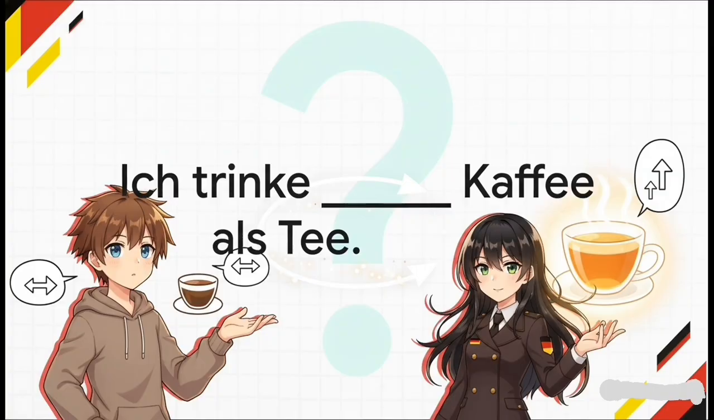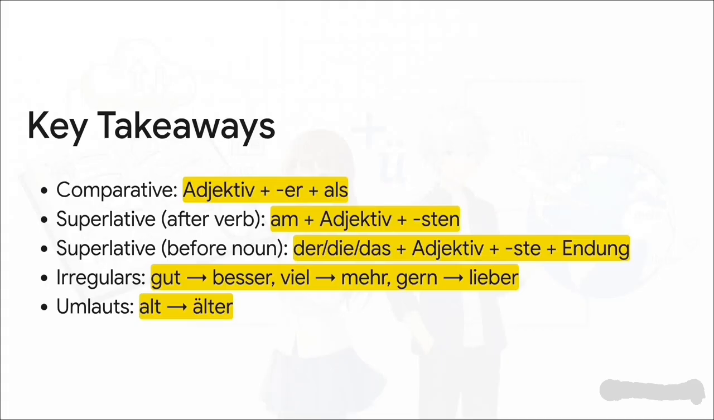Great job! So, let's do a super quick recap of the absolute must-knows. For comparisons, it's adjective plus -er plus als. For the most, it's either am -sten after a verb, or der, die, das, -st plus an ending before a noun. And for the love of all that is German, don't forget the big three irregulars, gut, viel, and gern, and keep an eye out for those sneaky umlauts.